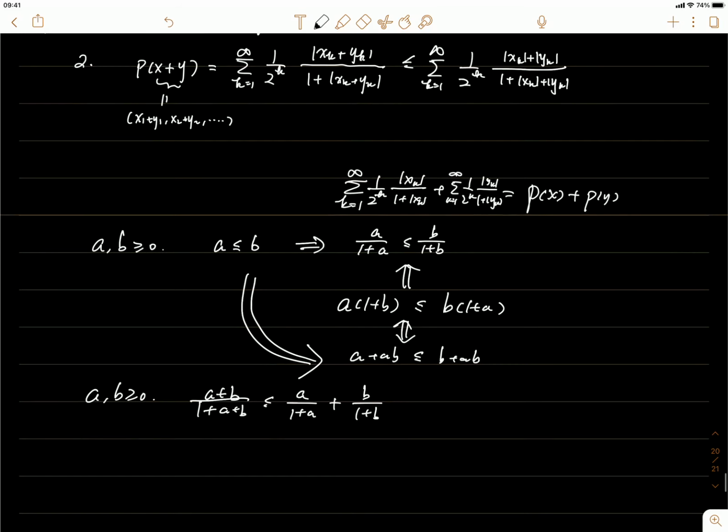Okay, and this is pretty easy to show because this is equal to (a plus b) over (1 plus a plus b). But then you compare this and this, you see that the denominator here is smaller, so it potentially is larger, right? So this is bigger than or equal to that, and similarly this is smaller than or equal to this. Okay, that's why this whole thing is less than or equal to that.